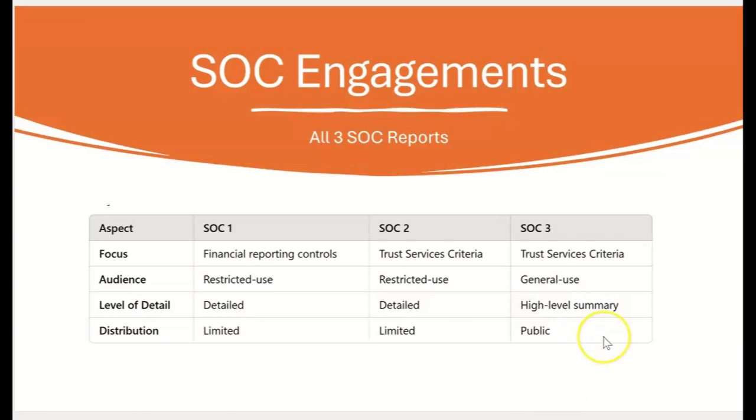And that might be the only thing you have to know about a SOC 3 on the exam, that it's trust services criteria, much like a SOC 2, but for general use. High-level summary rather than detailed, and most importantly, a SOC 3 is available for public use. Is a SOC 1 or a SOC 2 available for public use? No. SOC 1 and SOC 2 are limited, restricted use.